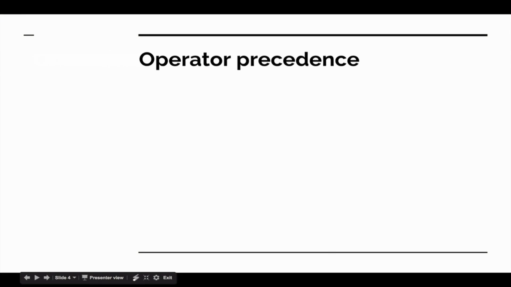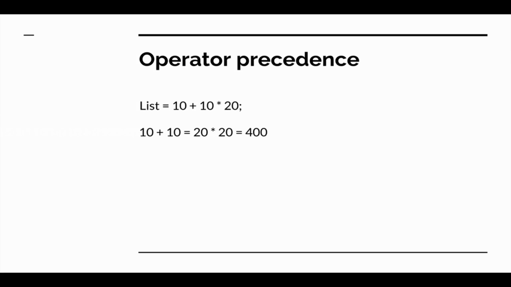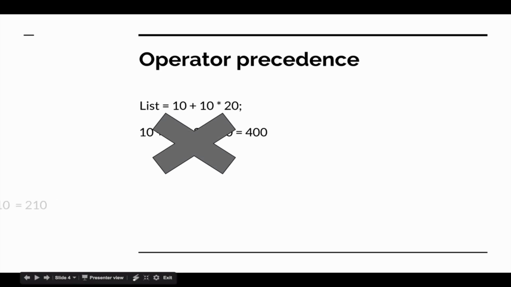Next, JavaScript has operator precedence. Let me give you an example. So list equal to 10 plus 10 multiplied by 20. If you can give a guess, you might think that it will add 10 plus 10, 20, and then multiply 20 by 20, which is going to give me 400. So that would be in the list value, right? But this is actually wrong. What it's going to do is multiply 20 by 10 first, and then add 10 to 10. So the answer would be 210.